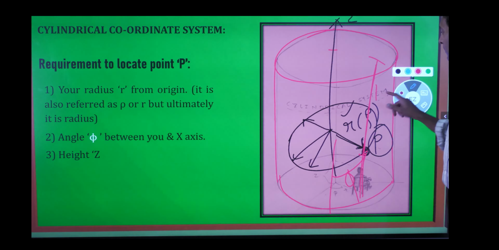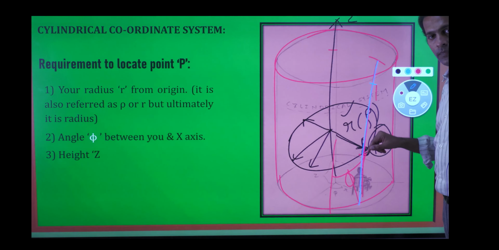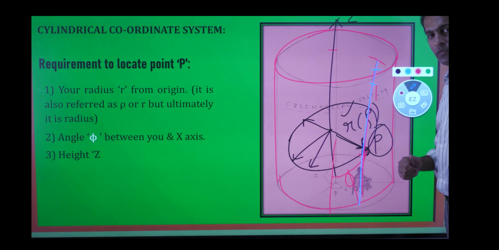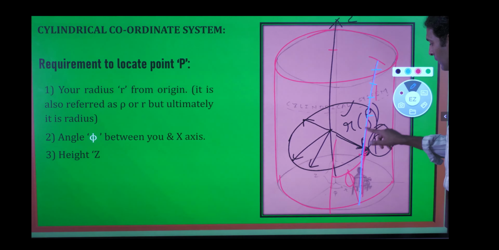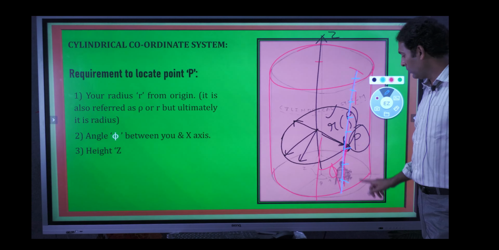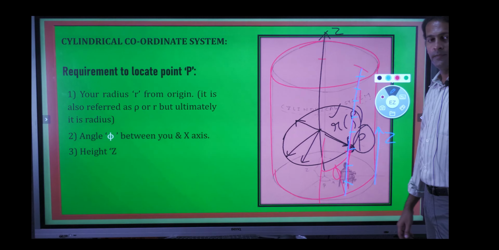So what will be the third parameter? On this vertical line the values are changing. Here we have r equal to 10 and phi equal to, say, 15. Here also we have r equal to 10 and phi equal to 15, but the values of z are different. So the third parameter we can find to locate point P is the height z.